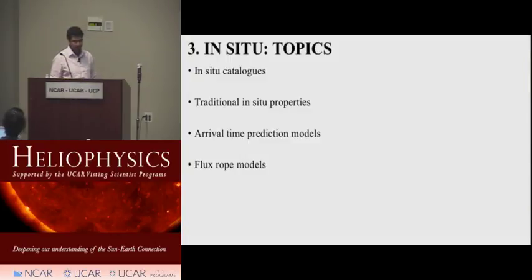Within this in situ topic, I'm going to talk about four different structures, really. Catalogues, where you can get all your data again. The traditional properties, which I'll try to skip over a lot of. And then I'll go into two more intriguing things: arrival time prediction models, for forecasting, and models of the actual flux rope itself as detected by in situ measurements. So we have an idea of what its analytical solution should be. Does that mean we have an idea of its orientation, its inherent 3D properties, once we have 1D data?